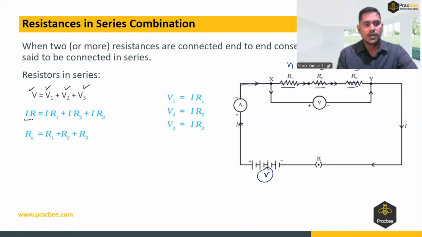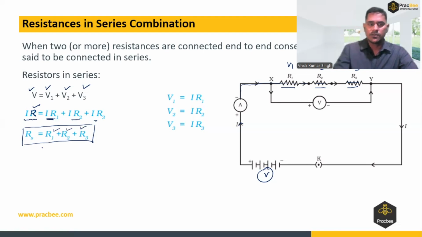Now V is equal to IR, where this R represents the equivalent resistance, the total resistance of the circuit, which is equal to V1. V1 is equal to IR1 by applying Ohm's law. Since I is common for all, we can take I as common. So R equivalent is equal to the algebraic sum of all the resistances. This resistance is called equivalent resistance in series. So in a series circuit, to find the equivalent resistance, we just have to add them like we do in algebra.